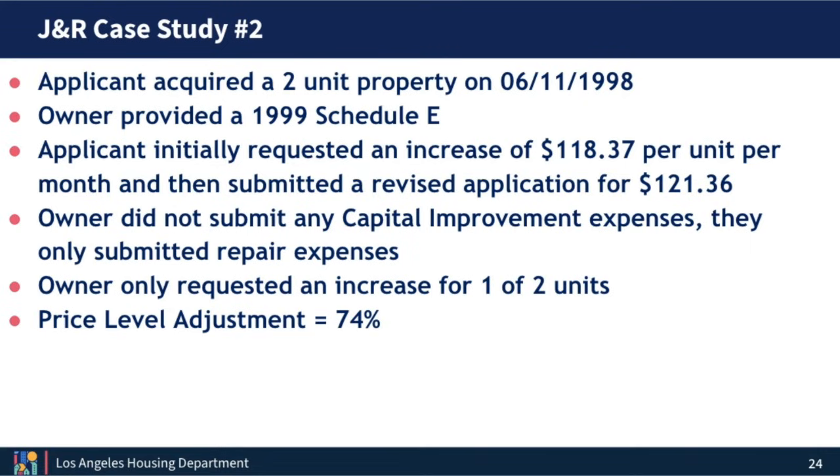Case study number 2. Applicant acquired a 2-unit property on June 11, 1998. Owner provided a 1999 Schedule E. Applicant initially requested an increase of $118.37 per unit per month and then submitted a revised application for $121.36. Owner did not submit any capital improvement expenses, they only submitted repair expenses. Owner only requested an increase for 1 of 2 units. Price level adjustment, 74%.